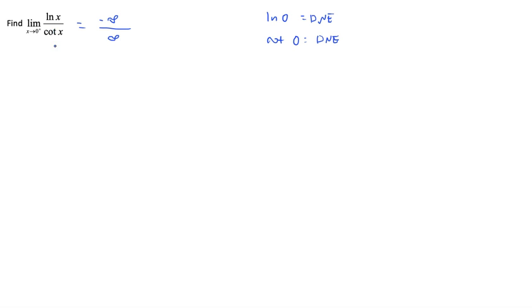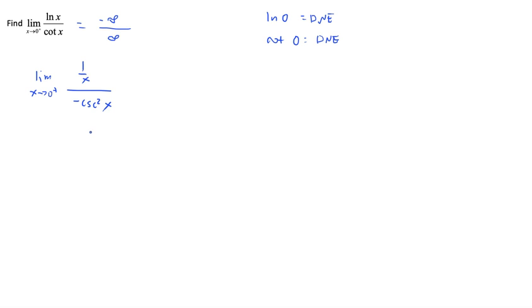What is the derivative of ln of x? Well, the derivative of ln of x is just 1 over x. Then what is the derivative of cotangent of x? That's going to be negative cosecant squared of x. And you're looking at this and saying, 1 over 0, that's the indeterminate? Cosecant squared of 0 is just 0. But 1 over 0 is infinity. So that really doesn't lead us anywhere. It's not an indeterminate form. So what can we do next here?